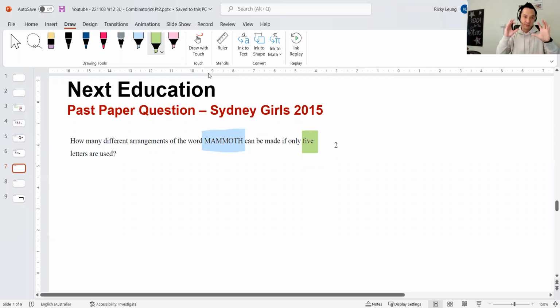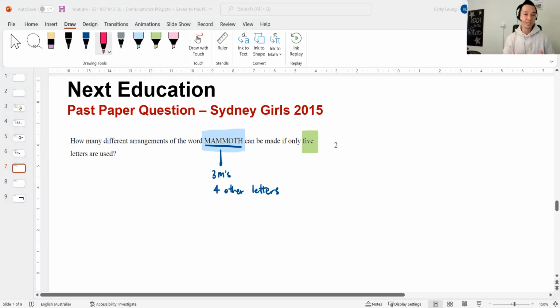So let's see. From the letters of mammoth. Just to be clear, from the word mammoth, there are 3 M's and 1, 2, 3, 4 other letters, 7 letters altogether. And I'm making arrangements of 5. Guys, let's consider the cases. And with these cases, the way I always teach my class is, once again, we select and then arrange. So let's see, case number 1.